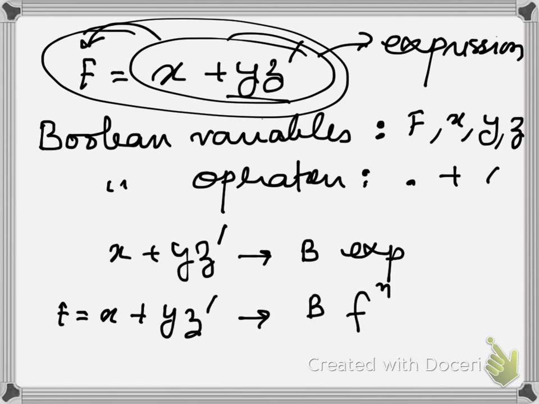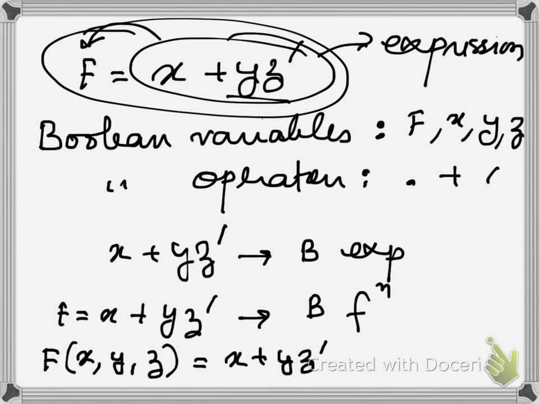A Boolean function f can also be written like this. F is a function of the variables x, y and z, so I can also write it like this, x plus yz dash. So this is another way of writing a Boolean function. In this case the Boolean variable f will get a value based on the values of the expression that is given out here. So whatever is the value of this expression, it will be assigned to f.